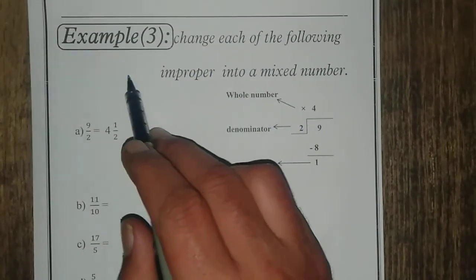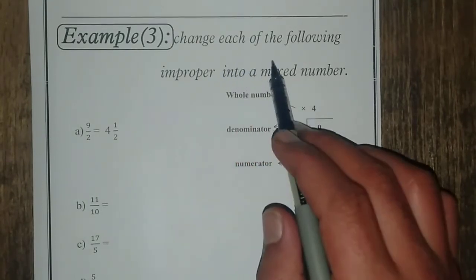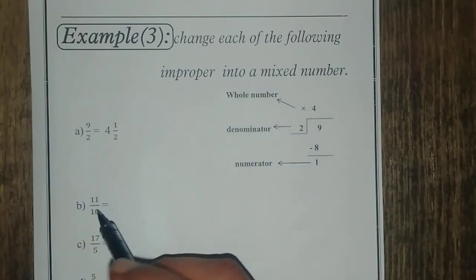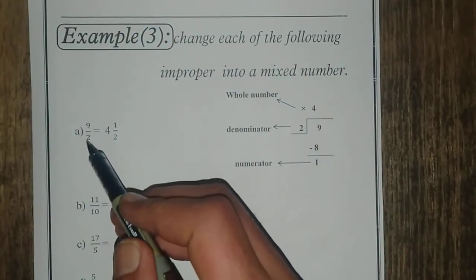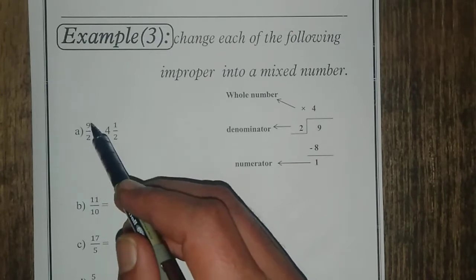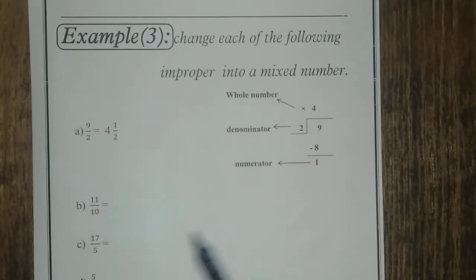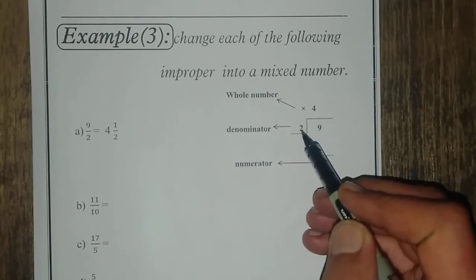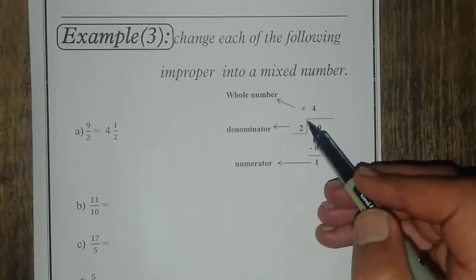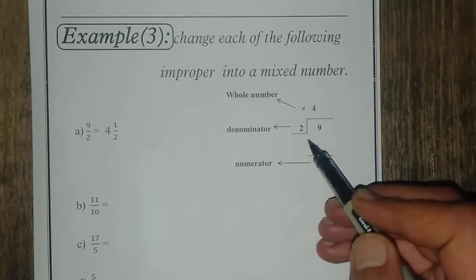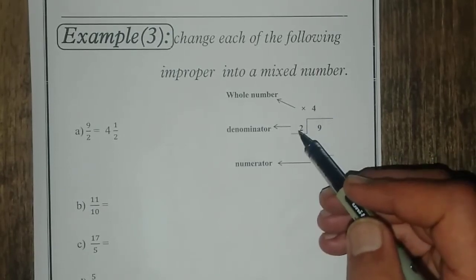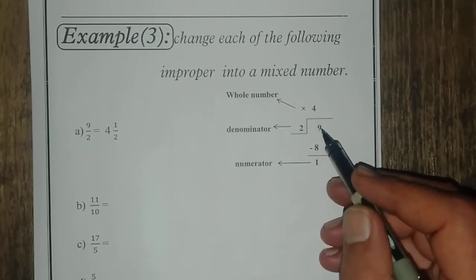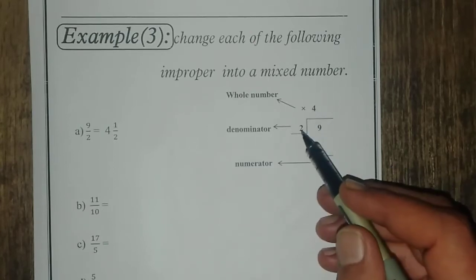Example 3. Change each of the following improper fractions into a mixed number. Like 9 over 2, we want to change 9 over 2 into a mixed number. We will divide 9 divided by 2. What times 2 equals 9? We have 4 times 2 equals 8. It is the nearest result to 9.